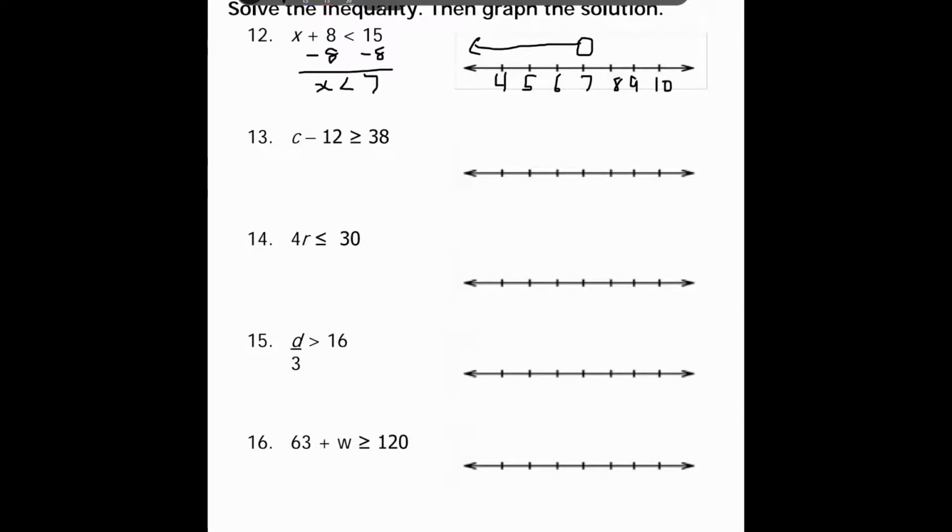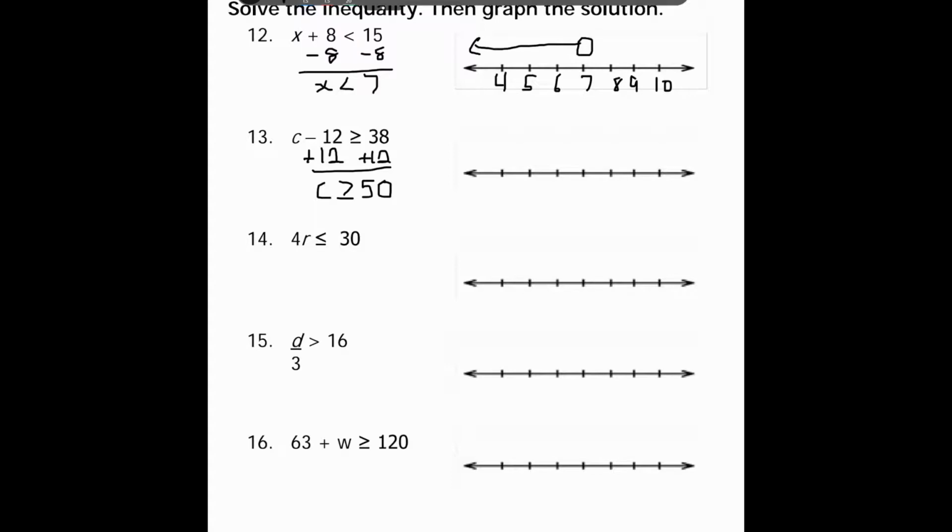Number 13. c minus 12 is greater than or equal to 38. The inverse of subtraction is addition, so I'm going to add 12 to both sides. c is greater than or equal to 50.